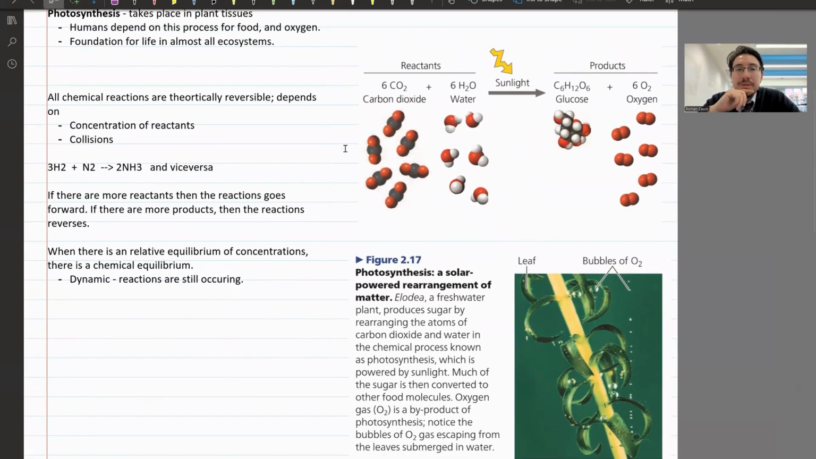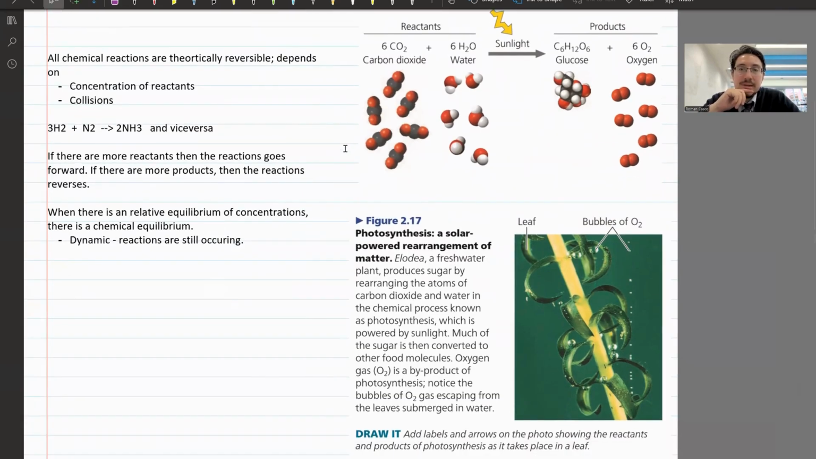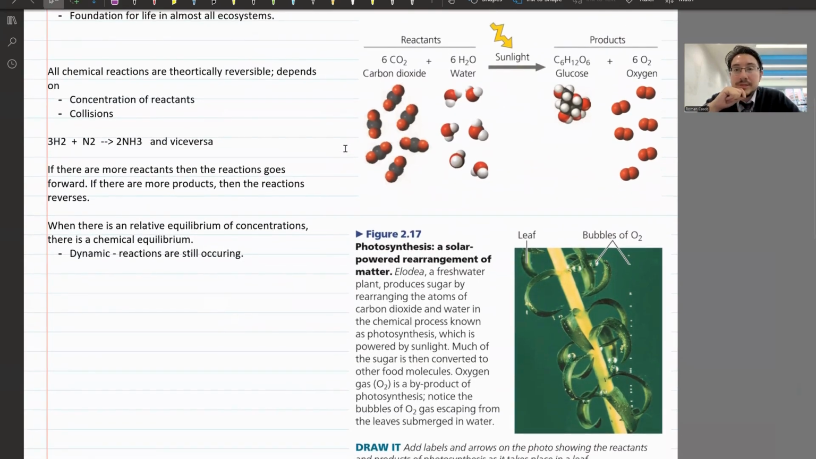Okay. One thing to note about chemical reactions is that, in theory, all chemical reactions can revert back, but it just depends on the number of collisions, the concentrations of the reactants, and the amount of energy that you require to revert the reaction, right? But it is possible to revert reactions, or for them to be reversible. Another example here: you have 3 molecules of hydrogen plus nitrogen that could create this ammonia molecule. Okay, and revert back.